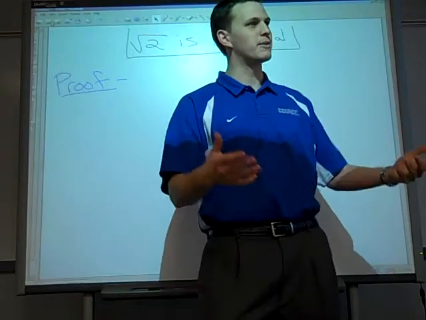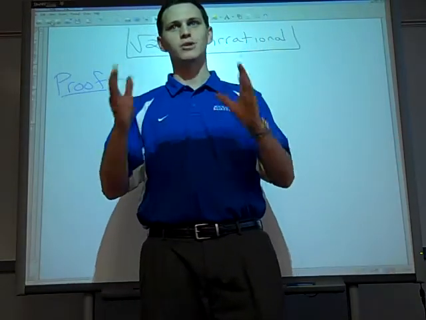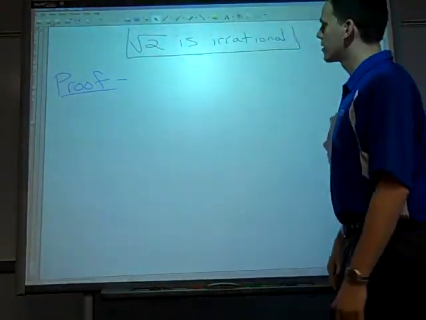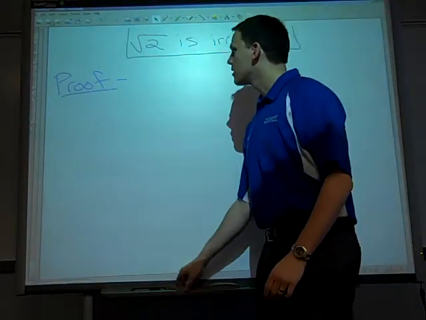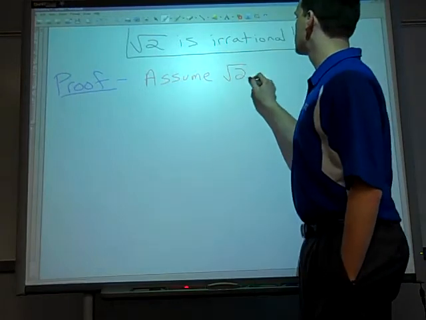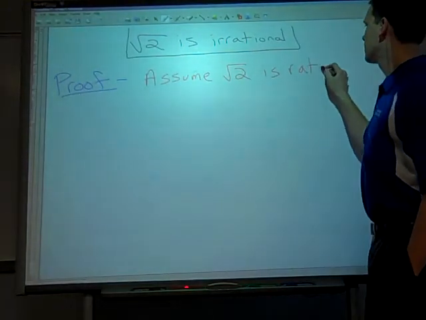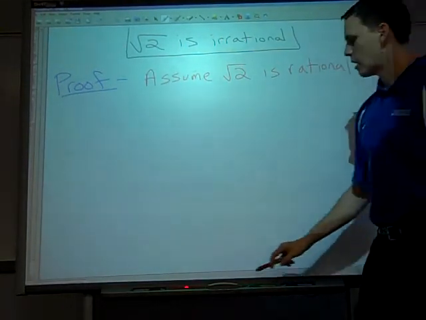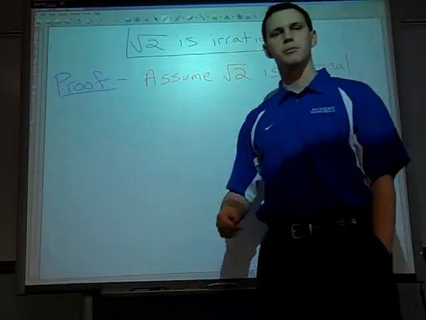So we do this all the time in our daily lives, probably, but now let's do it in a more formal way. Okay, so proof. We're going to assume the square root of 2 is rational. Now we've got to use the definition. What does it mean for a number to be rational?